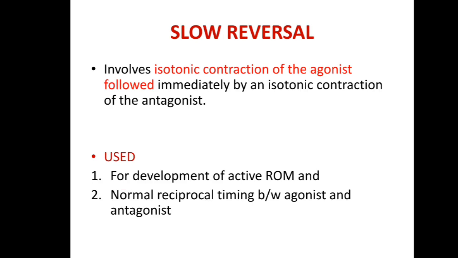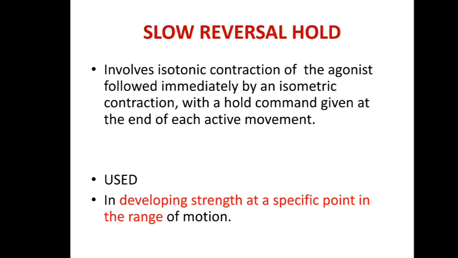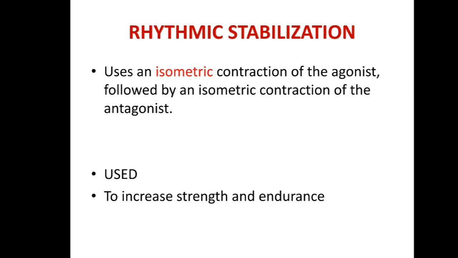Then slow reversal. It involves isotonic contraction of the agonist followed immediately by an isotonic contraction of the antagonist. Used for development of active range of motion and normal reciprocal timing between the agonist and antagonist. Slow reversal hold involves isotonic contraction of the agonist followed immediately by an isometric contraction with the hold command given at the end of each active movement. It is used in developing strength at a specific point in the range of motion.